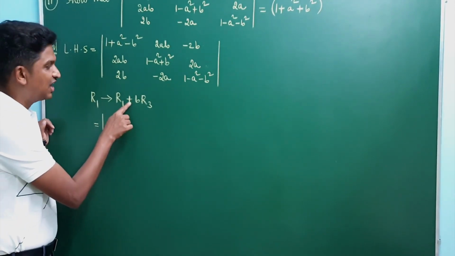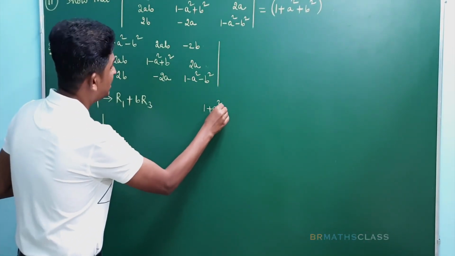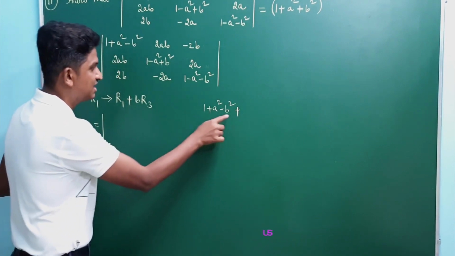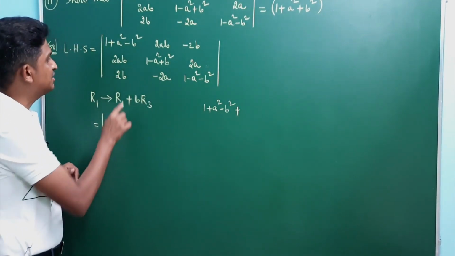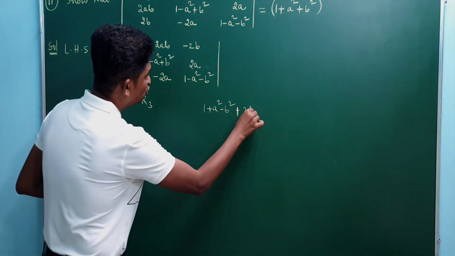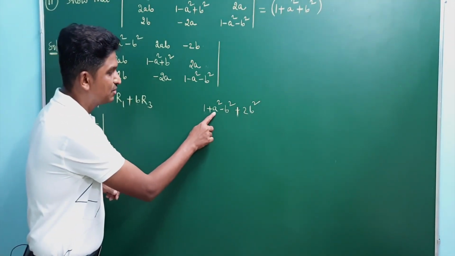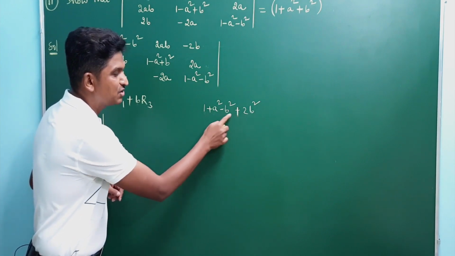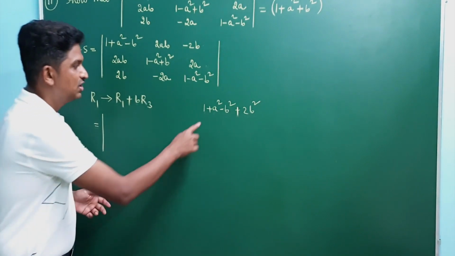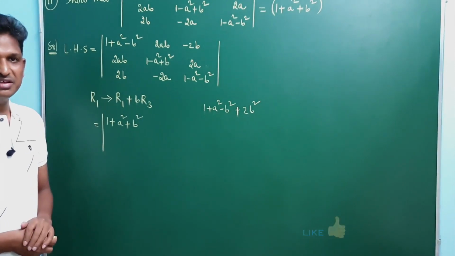R1 changes as R1 plus bR3. R1 is what? 1 plus a square minus b square, plus, see this plus I written here, bR3. That means b into R3. b into 2b is what? That is 2b square. So what happens here? You see 1 plus a square minus b square plus 2b square. Minus b square plus 2b square is plus b square. So if I simplify this, I'll get 1 plus a square plus b square.